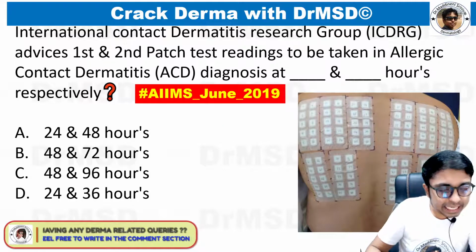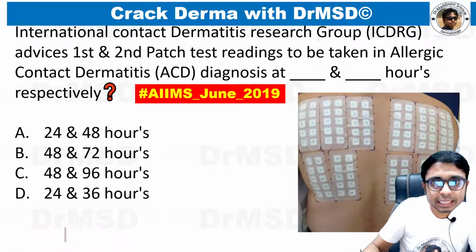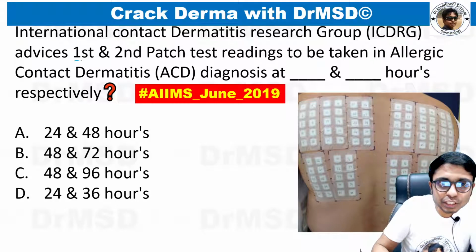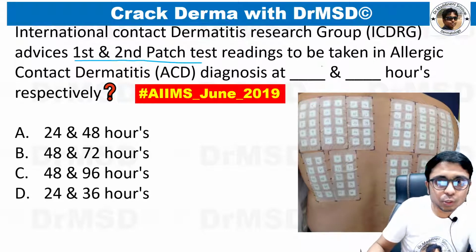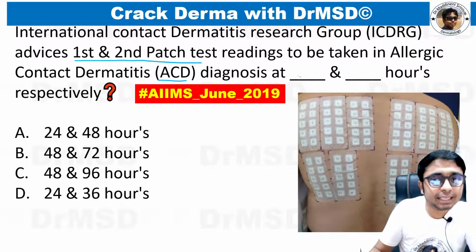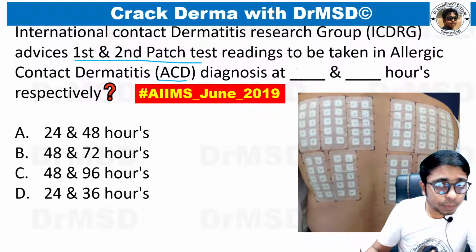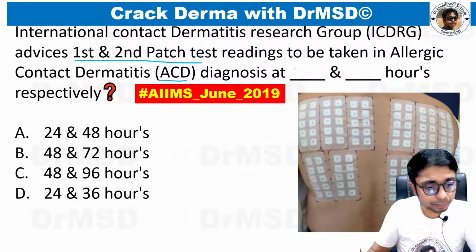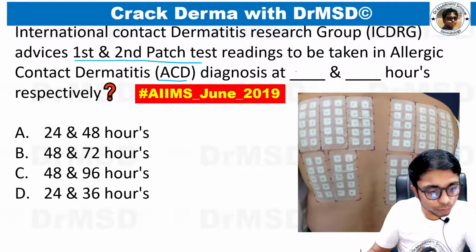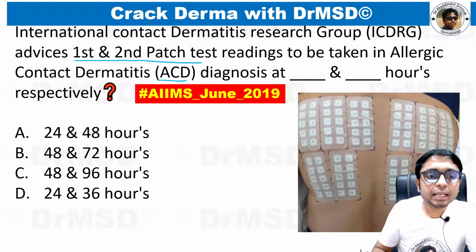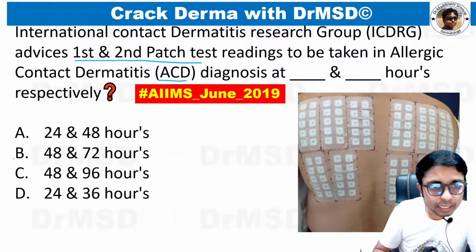Okay, so the question says International Contact Dermatitis Research Group advises first and second patch test readings to be taken in allergic contact dermatitis diagnosis at. So you must know that the interval has to be 2 days and 4 days. The interval has to be 2 days and 4 days. So with that, I hope you have understood that it is option C but not option B.